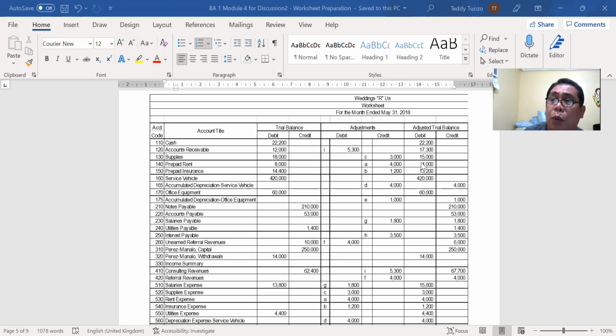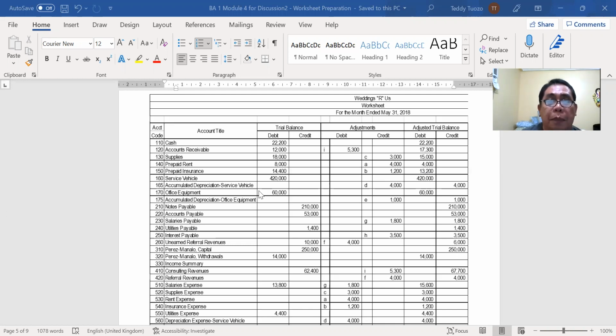Actually, these balances were the balances when we computed the adjusting entry, when we showed the balances after the adjusting entry that we made. I did not actually prepare the T account for the rest of you during my discussion, but it is understood that when you record the adjustments, it would either increase the account or decrease the account. So service vehicle, no adjustments were made. So simply copy it there.